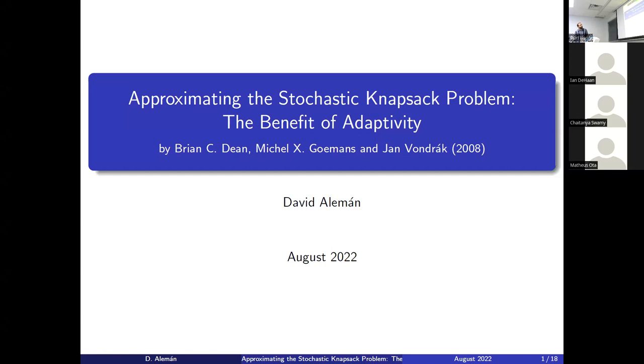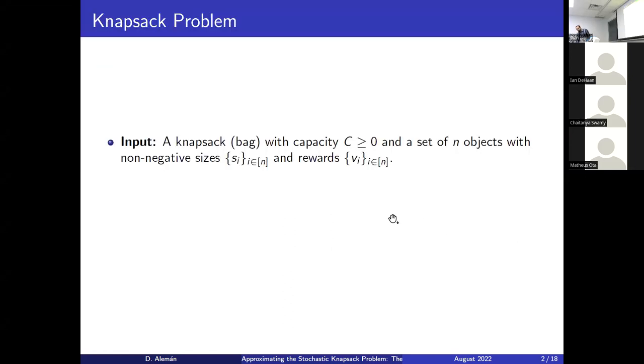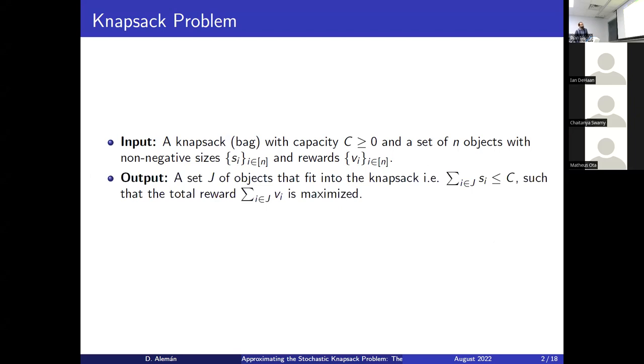So let's start by defining our problem of interest. As most of you may know, the knapsack problem is defined in the following way. We receive as an input a knapsack with a non-negative capacity C and a set of n objects with non-negative sizes s_i and rewards v_i. The goal, or the output that our algorithm should compute, is a set J of objects that fit into the knapsack, that is, the total size of these objects is at most the allowed capacity C, and such that the total reward is maximized. So this is a classical NP-hard problem.